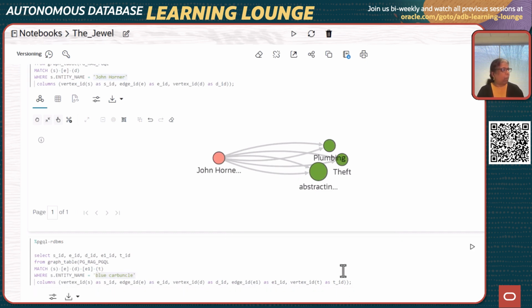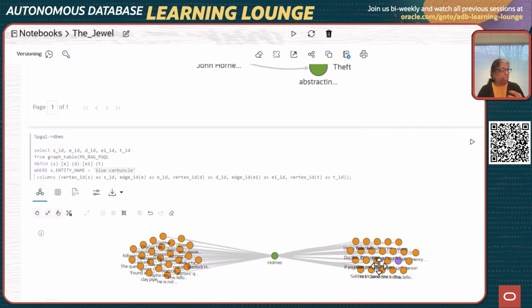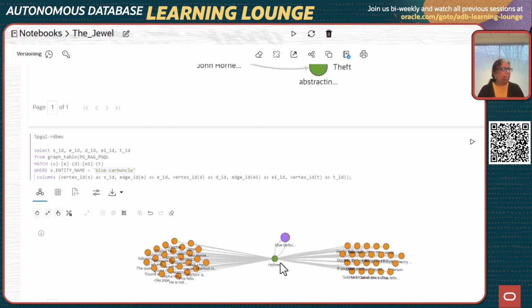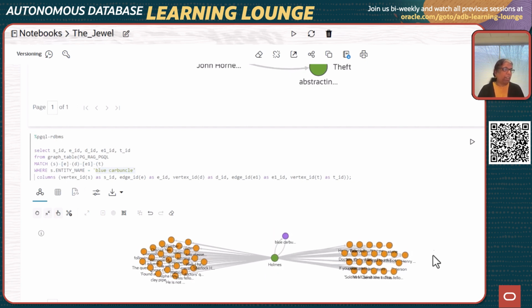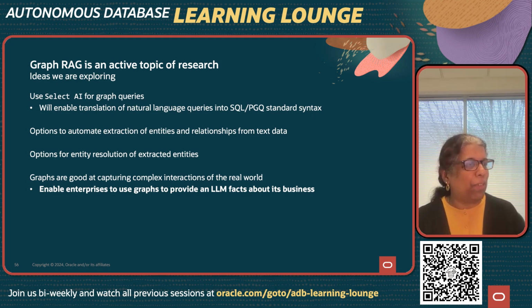And then finally, the blue carbuncle, which is the key star of the story. I just wanted to see all the entities connected to the blue carbuncle. And that is connected to Sherlock Holmes. The detective was connected to a whole bunch of things in the story. So once again, this is a visual representation of the story. I hope this gives you an idea of the things that graphs can do, and I hope it starts creating lots of ideas on how graphs can help in searching documents.